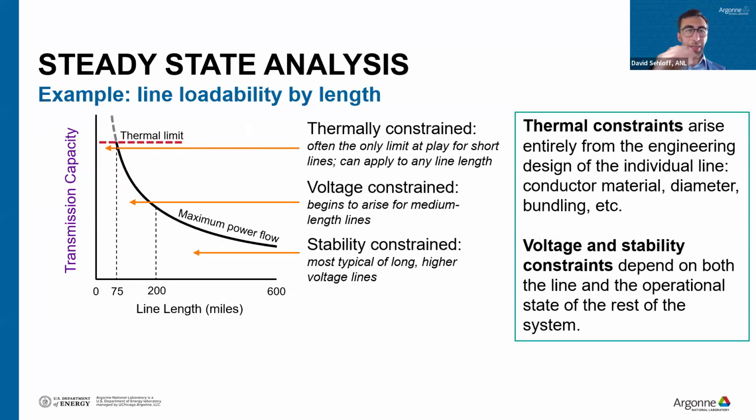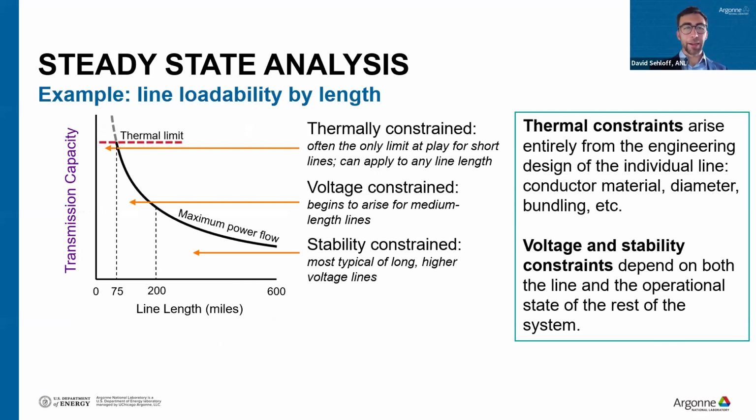So here's just an example of how those come into play. And typically this depends on the length of the line. This curve that you see here, it's known as the St. Clair curve, that the black line shows from a circuit perspective, what's the maximum power that can flow on this line. It decreases as we get to longer lengths of the line.